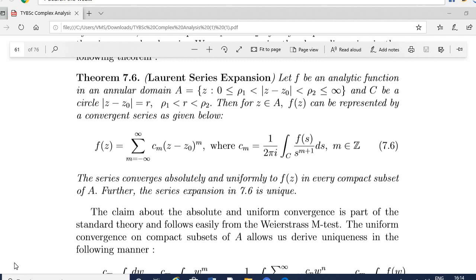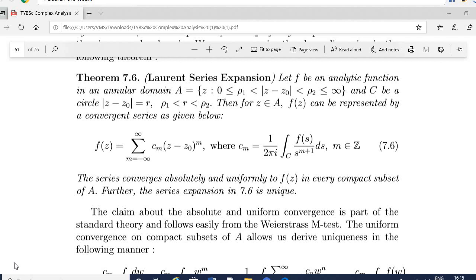Let f be an analytic function in an annular domain A. You can see in this bracket the expression for the annulus, that is, mod z minus z naught is less than rho 2, which means a bigger disk, and bigger than rho 1, which means a smaller disk. So the region between these two disks is the annular region. The smaller radius could be 0 also and the larger radius can be infinity also. Such a region is called an annular region.